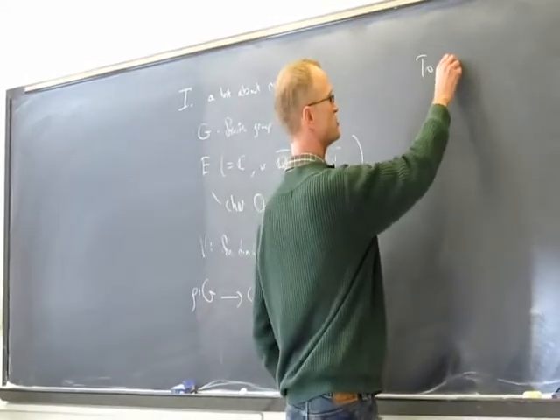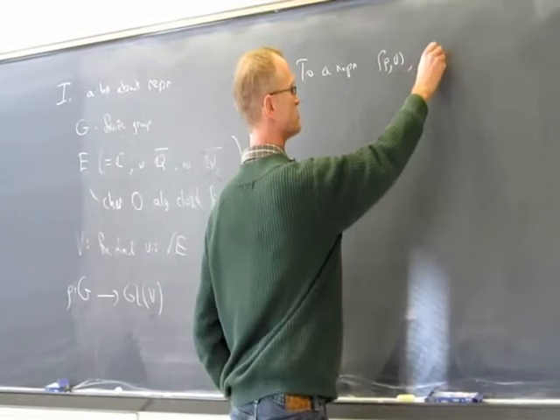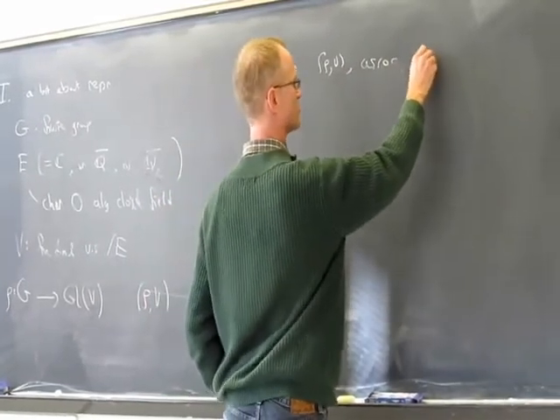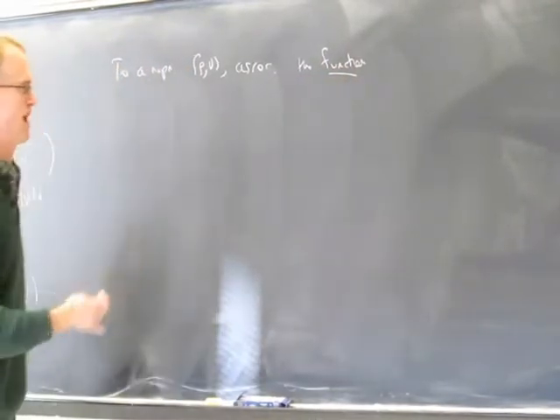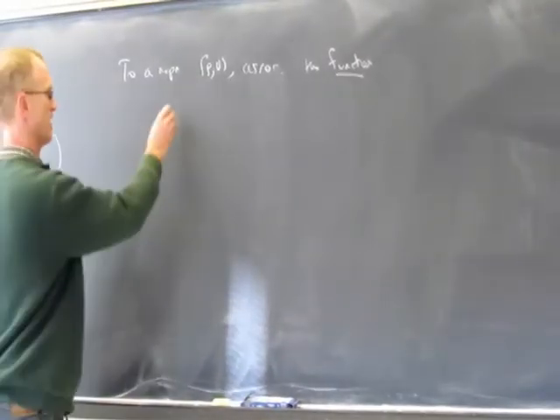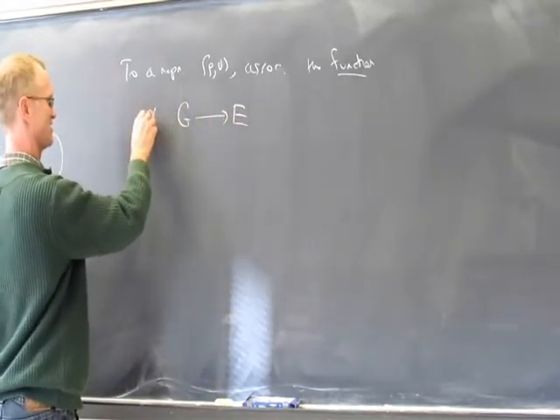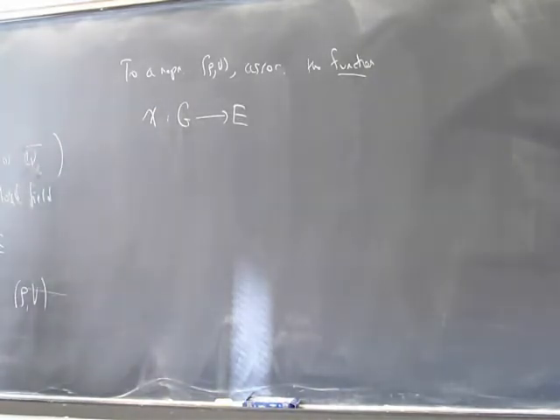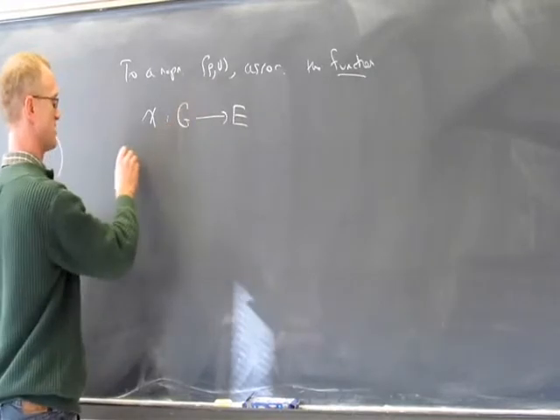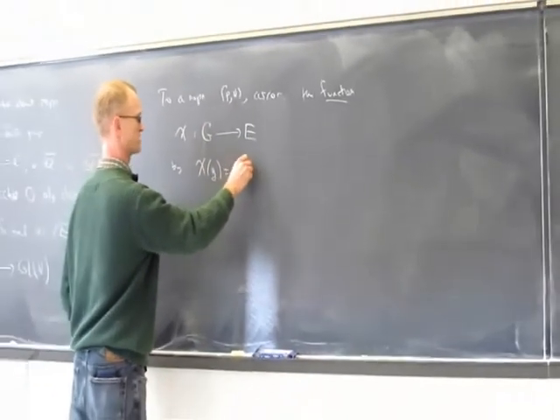So to a representation rho, V, associate the function. It's just a function, not a homomorphism or anything like that. The function goes from G to E, and I'll call it chi, chi sub rho or V. This is supposed to be the character attached to this representation by the rule chi of g is just the trace of rho of g.